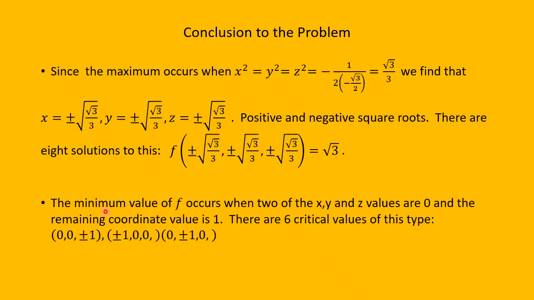We also saw earlier that the minimum value of f occurs when 2 of the x, y, and z values are 0, and the remaining coordinate is plus or minus 1. There are 6 critical points of this type, where x and y are 0, z can either be plus or minus 1. Similarly, in this one, you have the x value being plus or minus 1, and here the y value being plus or minus 1.